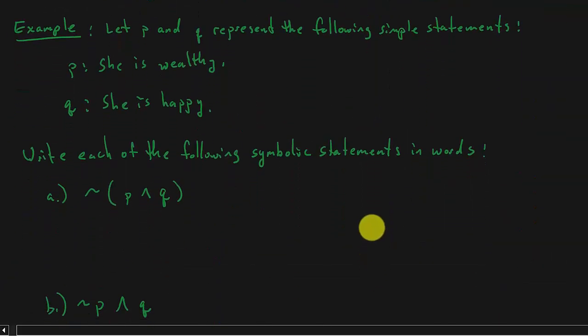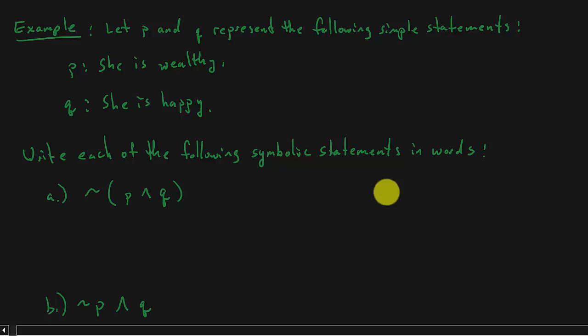All right, so let's look at this example. Let P and Q represent the following simple statements. She is wealthy, that's P. Q, she is happy. Write each of the following symbolic statements in words. So they're giving us the symbols, and we've got to do it in words. So we're doing it backwards.